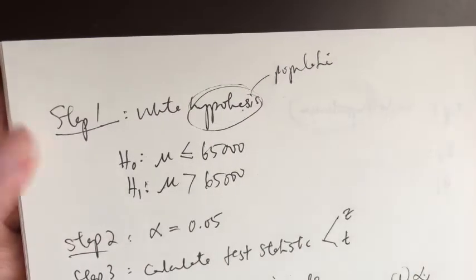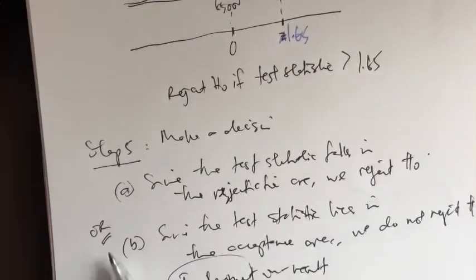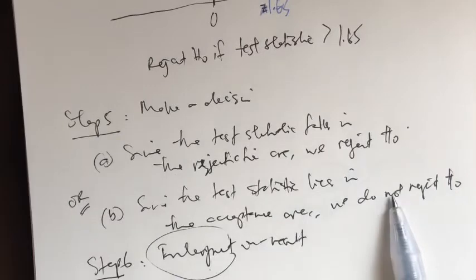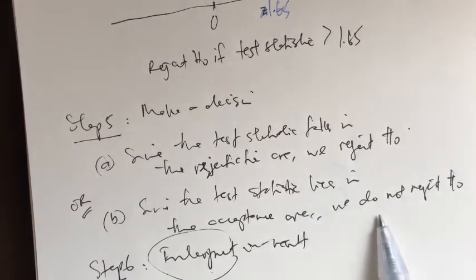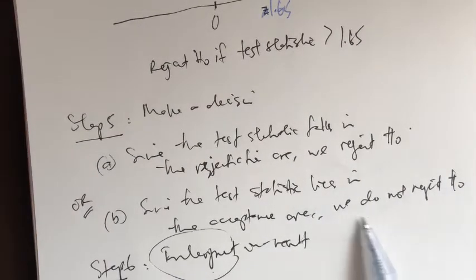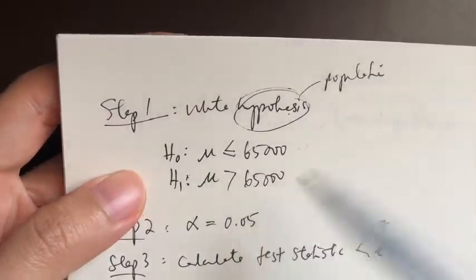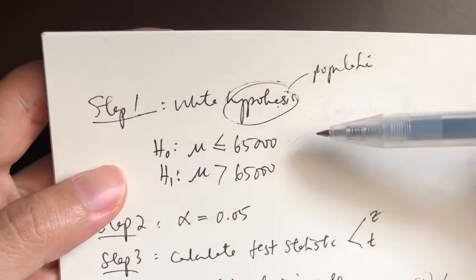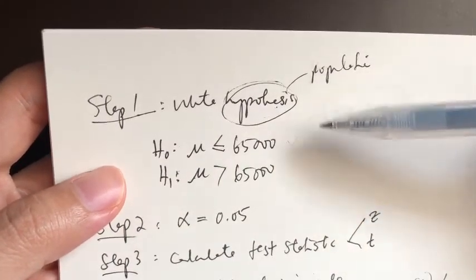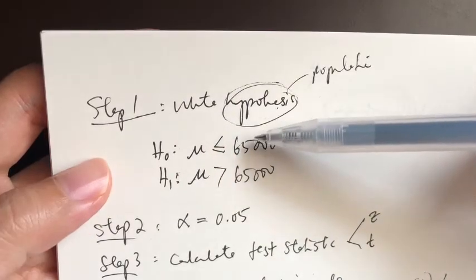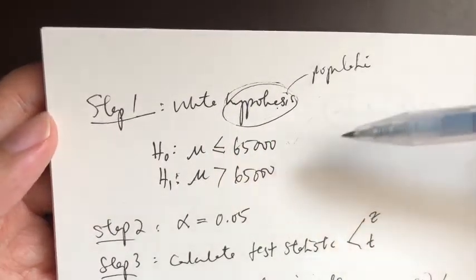That's how we interpret. But let's say we decide to not reject the null because of sufficient evidence, to be exact. So if we don't reject it, we take the null. How do we interpret? We can say that we have sufficient evidence to suggest that the average income of women is indeed less than or equal to $65,000.